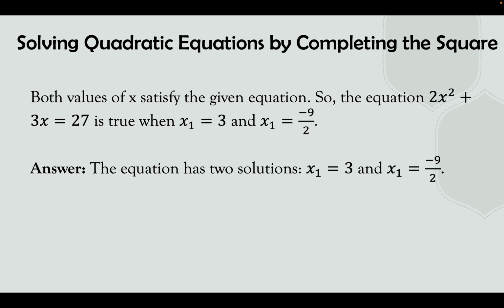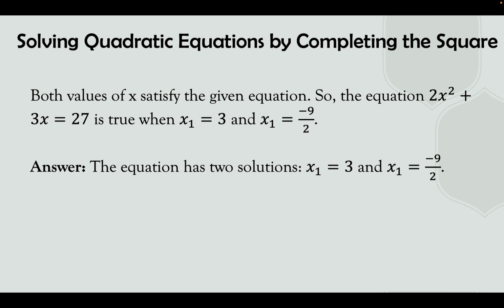The equation 2x squared plus 3x equals 27 is true when your x sub 1 is 3 and your x sub 2 is equal to negative 9 over 2. So the equation has two solutions, that is 3 and negative 9 over 2.